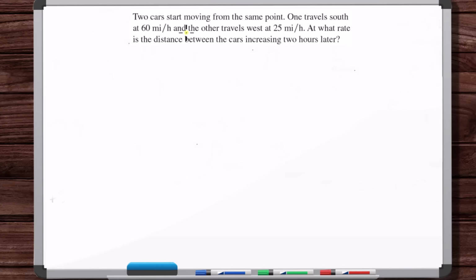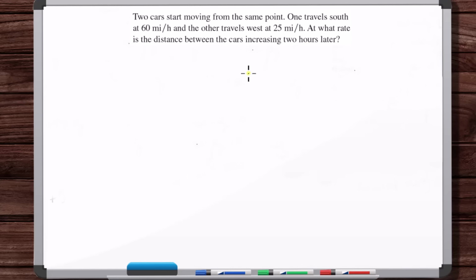The first method we're going to use is exactly how the book does it. Two cars start moving from the same point. One travels south at 60 miles an hour and the other travels west at 25 miles an hour. At what rate is the distance between the cars increasing 2 hours later?